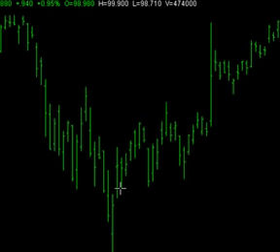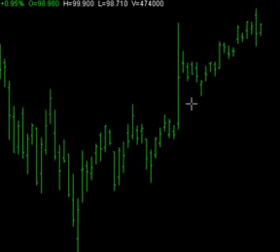We've established that SSO and SDS are two exchange traded funds that move in opposite directions of each other. Now, how can we take advantage of that in trading? Here you can see the SSO, which represents the S&P 500, has had a nice up move here. The question is, is this move going to continue, or is it going to start down now?